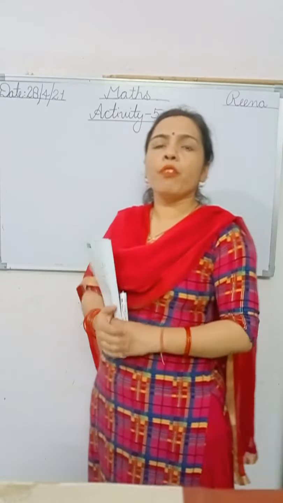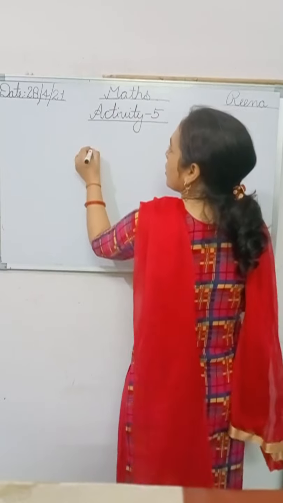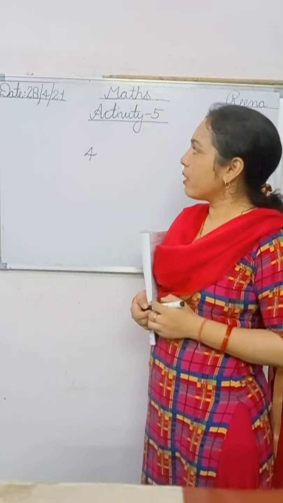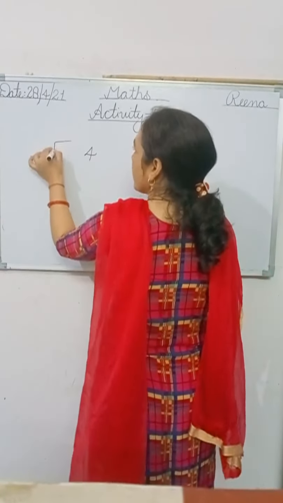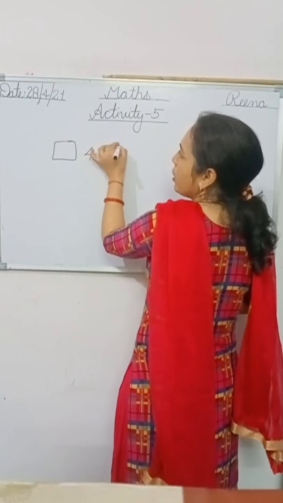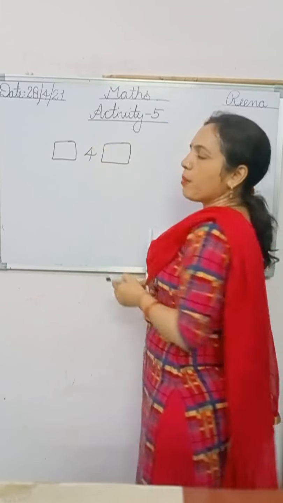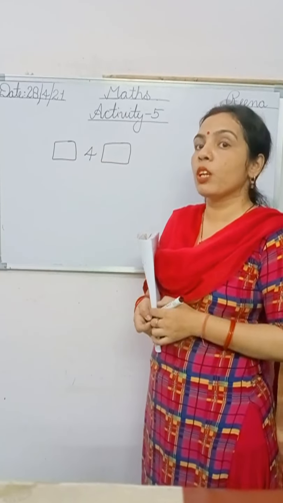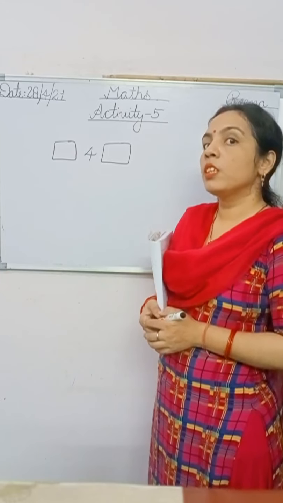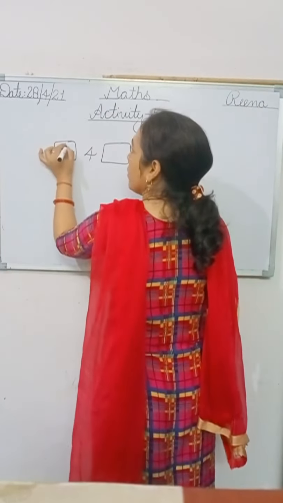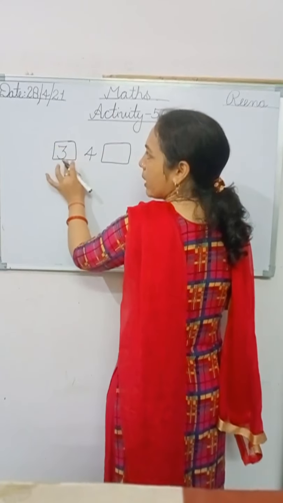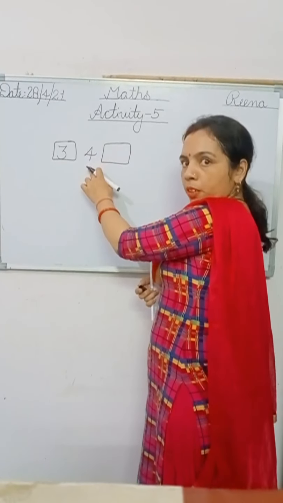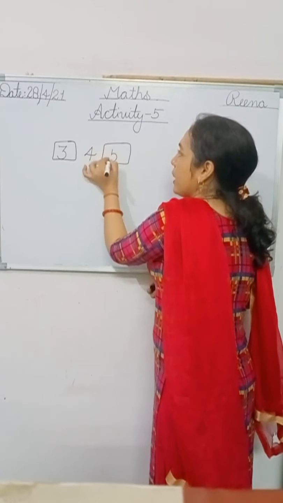Now, when I write number 4, tell me which number comes on the left side of 4 and which number comes on the right side of 4. Tell me which number comes on the left side of 4? 3. When we subtract 1 from the given number, we get the left side number. When we add 1 to the given number, we get the right side number.